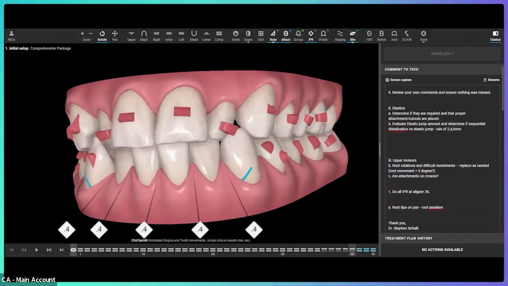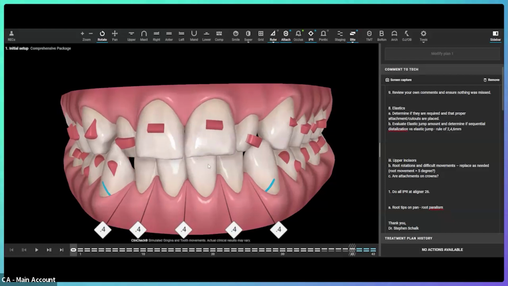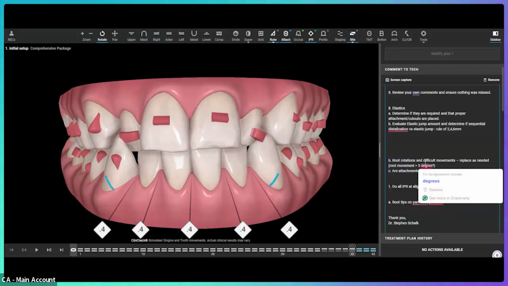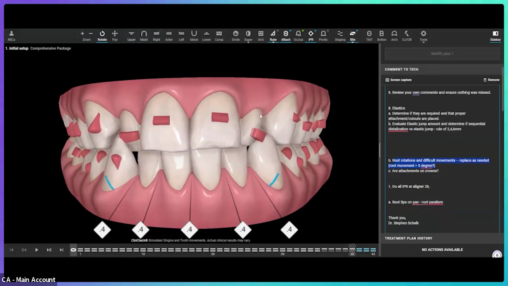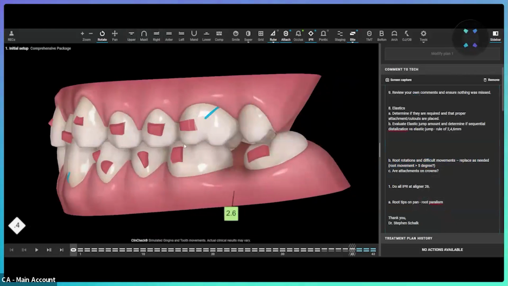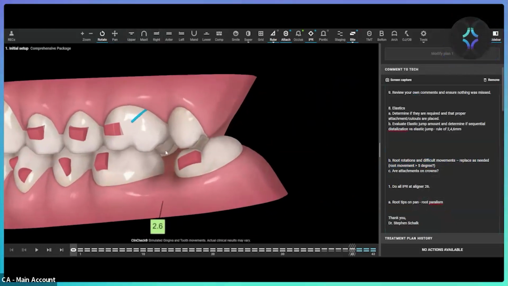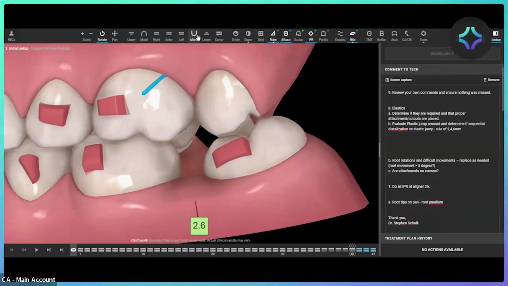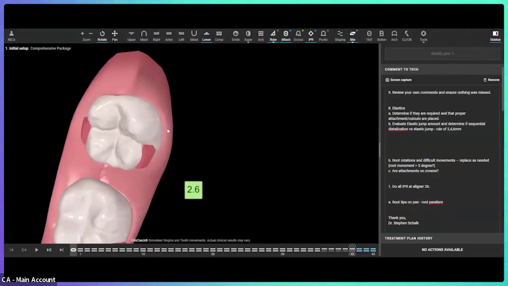Next one is upper incisors. Do we have some bigger incisor movements happening? Well, yes. So we absolutely need attachments on the lateral incisors, which we have. Next one, root rotations and difficult movements. Do we have anything that has a difficult movement occurring? Wink, wink, nudge, nudge. Yes, we do. We have a movement that needs to happen on this wisdom tooth, bringing the tooth forward.